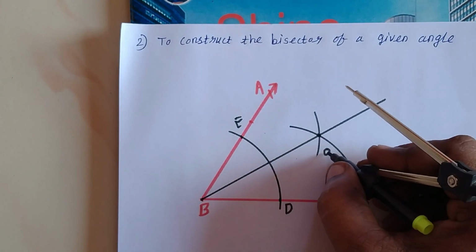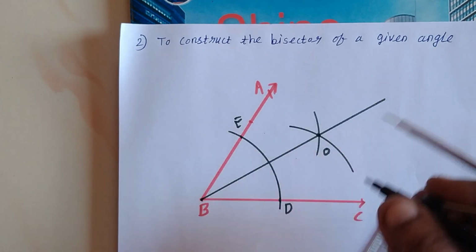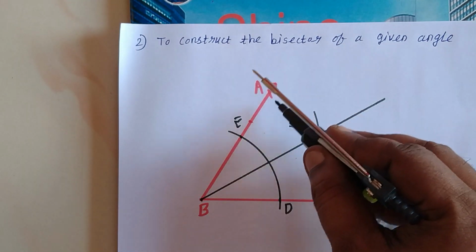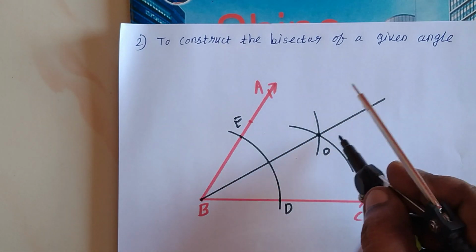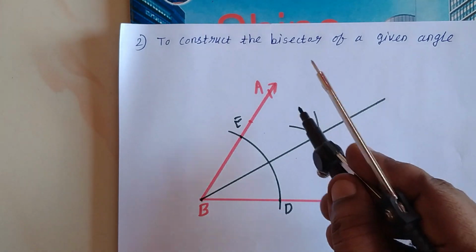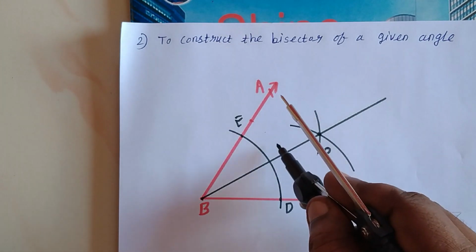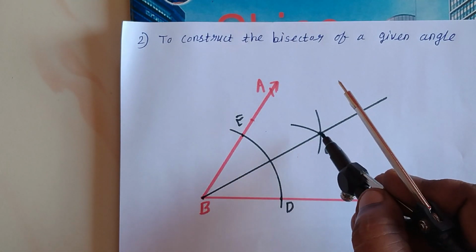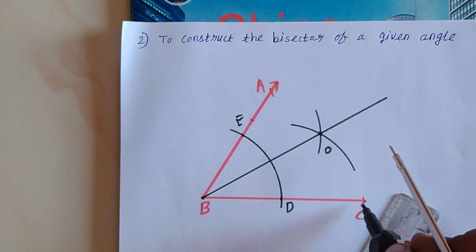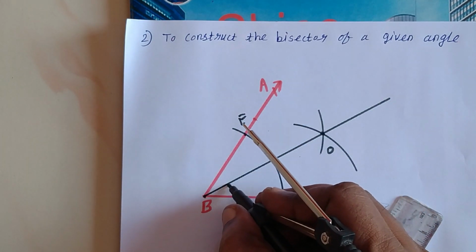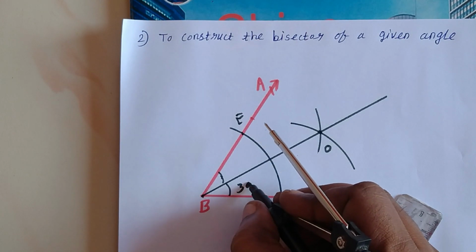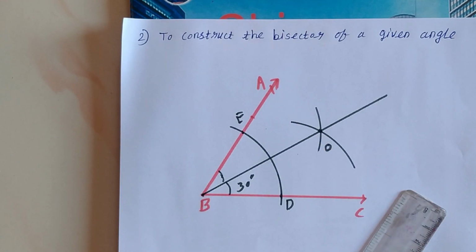Now this point is O. Now BO is nothing but the bisector of angle ABC. I have taken angle ABC 60 degrees, so this BO will divide the angle ABC into two angles of 30 degrees. That means angle ABO is 30 degrees and angle OBC is 30 degrees. So both will be 30 degrees each, and this is your bisector of the given angle.